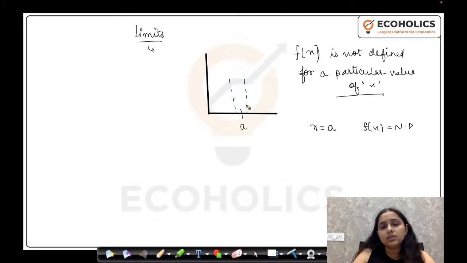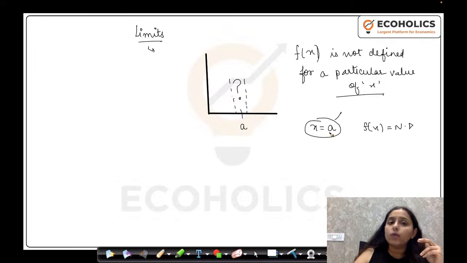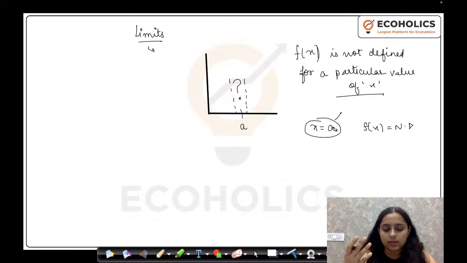This is the region where x is near to a. So I will see how the function is behaving in this region. So maybe that has something to tell about f. That has something to tell about the function when x is equal to a as well. So that is the approach, that is the notion of limits.